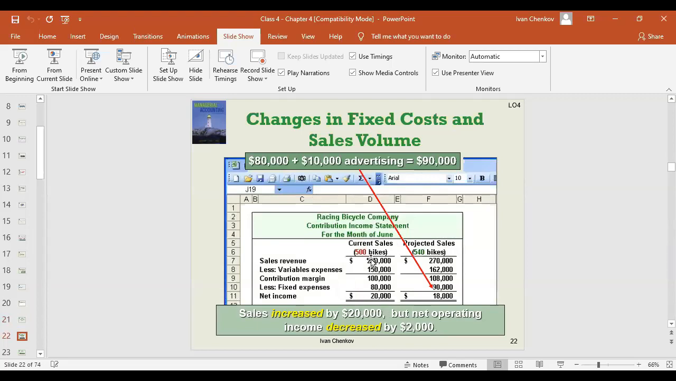So let's see that implication. If you sell the current state of 500, you make $2,000. If you go with 540 bikes, then you go down by 2,000, to negative 18,000. So your decrease is exactly 2,000. Why? Because you're increasing the fixed cost by 10,000, but the contribution margin only by 8,000.